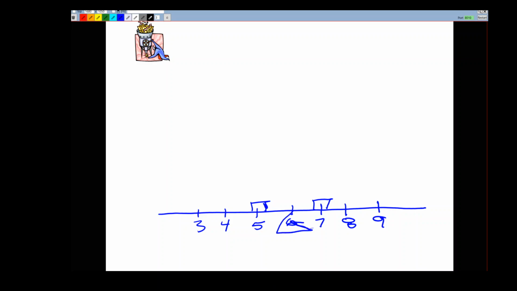Oopsie, I'm not good with drawing. Okay, I'll leave it. Oh, I can undo here. Okay, let's put my 3 back. Let's see if I can draw a better triangle. Getting better.